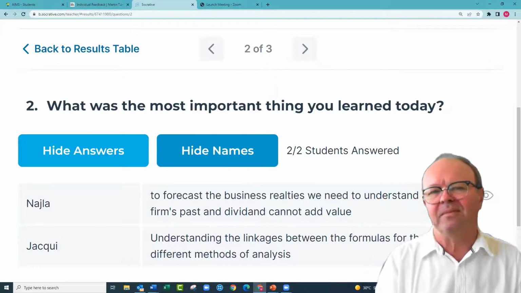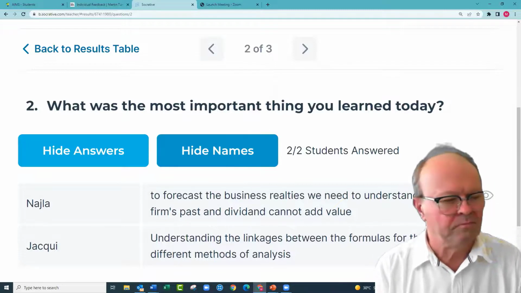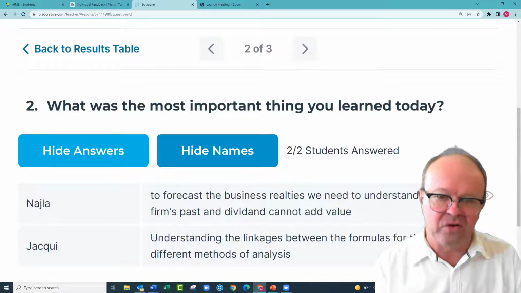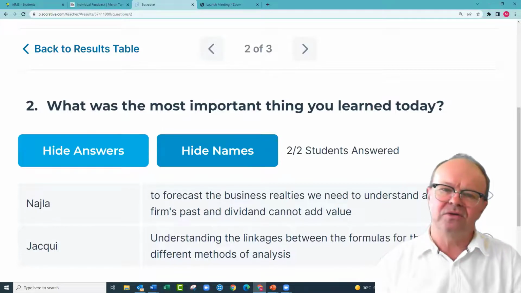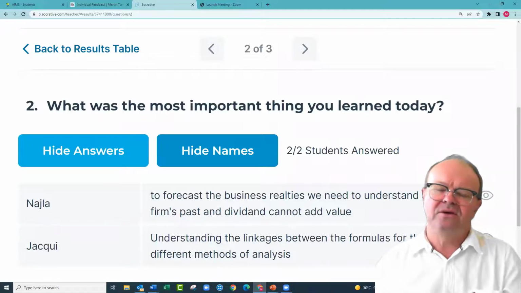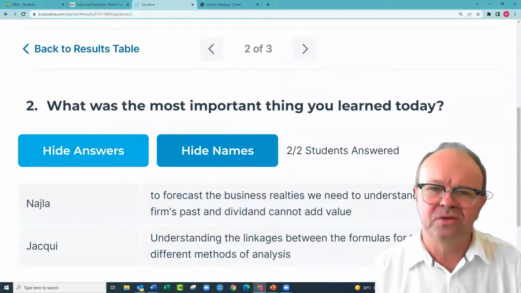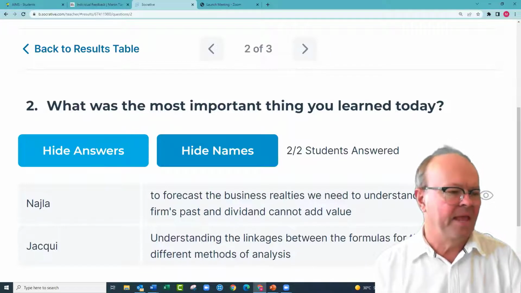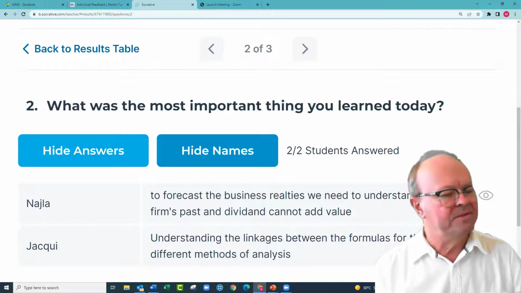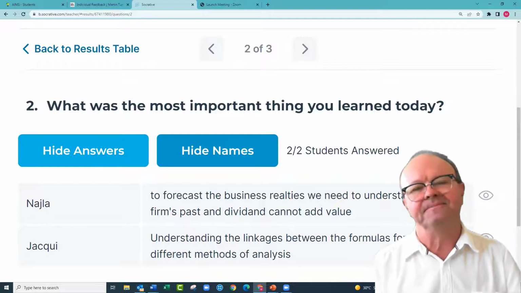We're going to spend quite a bit of time looking at the past of our firms and connecting to what's really going on in them, and seeing how we can use accounting information and other sorts of information to help us do that. This is a key skill in accounting. And also, you will see that a firm's dividends cannot add value.